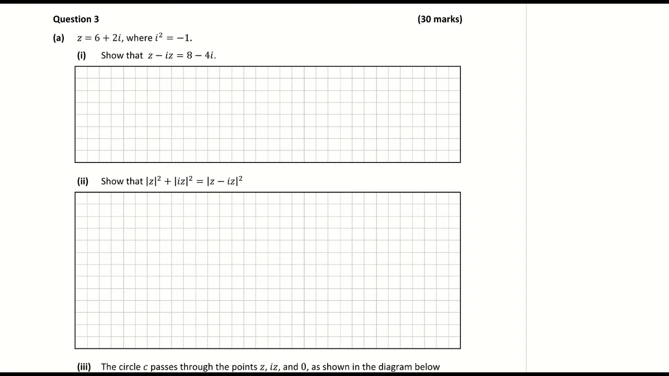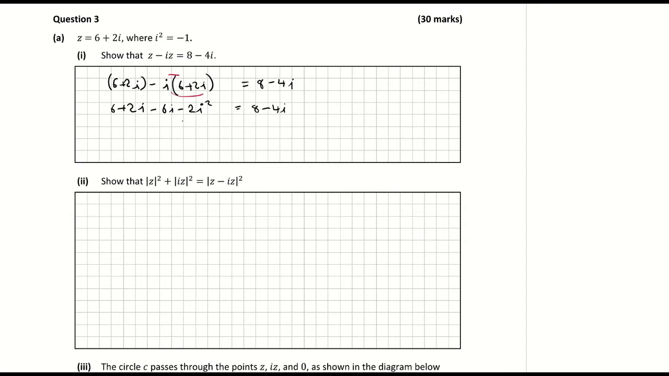Question 3a part 1: show that z minus i times z is equal to 8 minus 4i. So z is given as 6 plus 2i, so I'm substituting that in for z. Then I times z, well, I'm substituting in 6 plus 2i for z. And hopefully when I multiply all that out and simplify, I get 8 minus 4i. So the first one stays as 6 plus 2i. I'm going to multiply in this i now, which is going to give me minus 6i minus 2i squared. And again, I want that to equal 8 minus 4i.